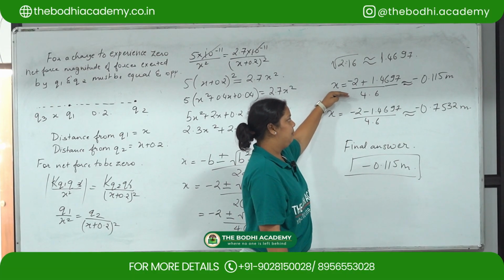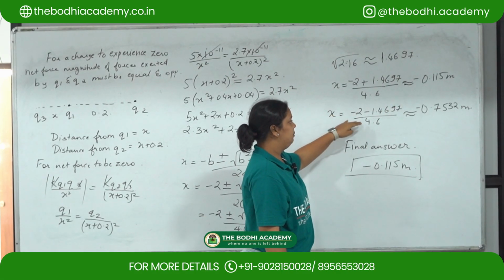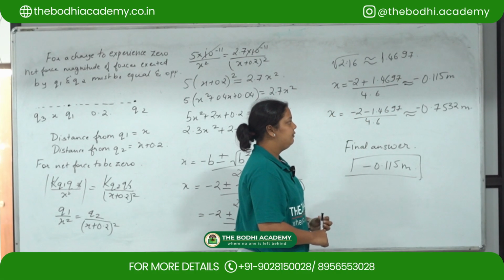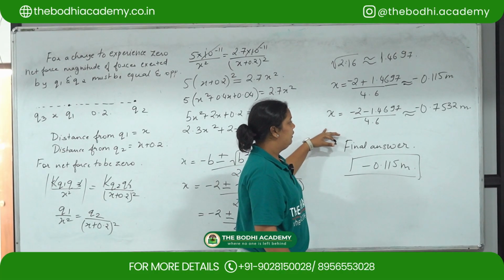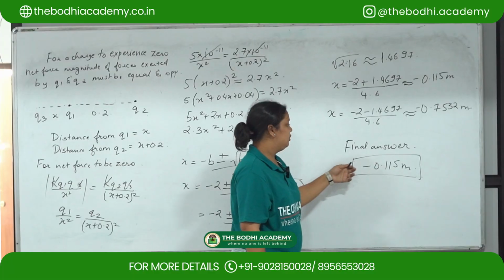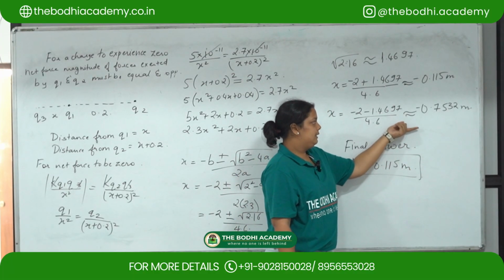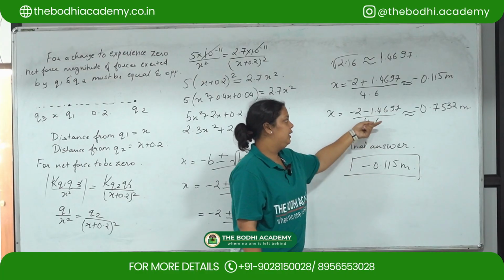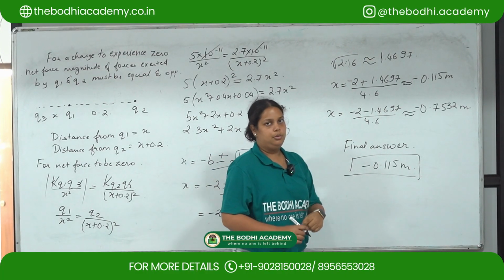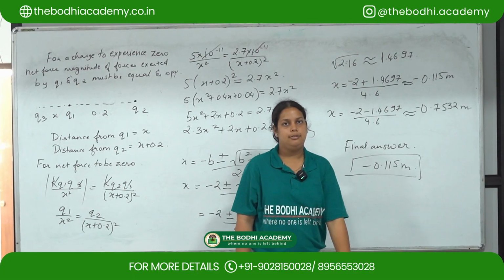For plus, it will be minus 0.115 meter, and for the negative one, it will be minus 0.7532 meters. So we will have to discard this more negative value, so the answer will be 0.115 meter. Why discarding this value? Because if we choose this value, the point will be between the two charges, so we have to discard this value, and it will be 0.115 meters.